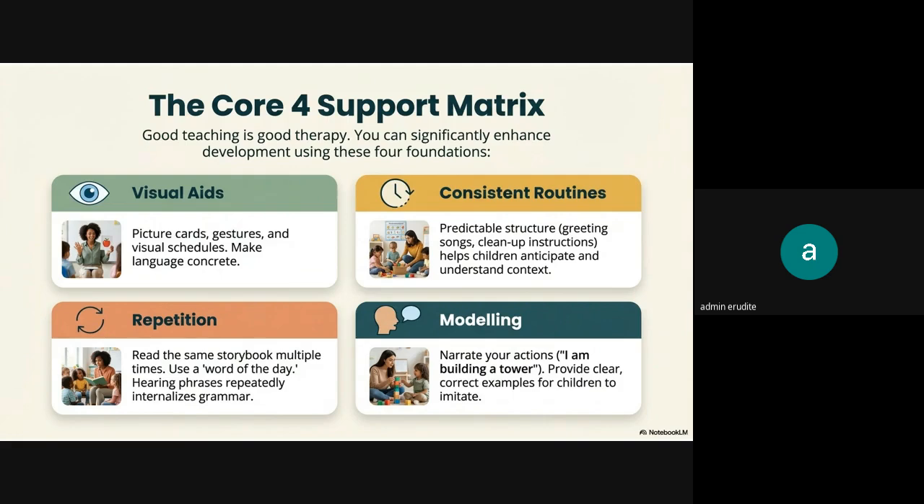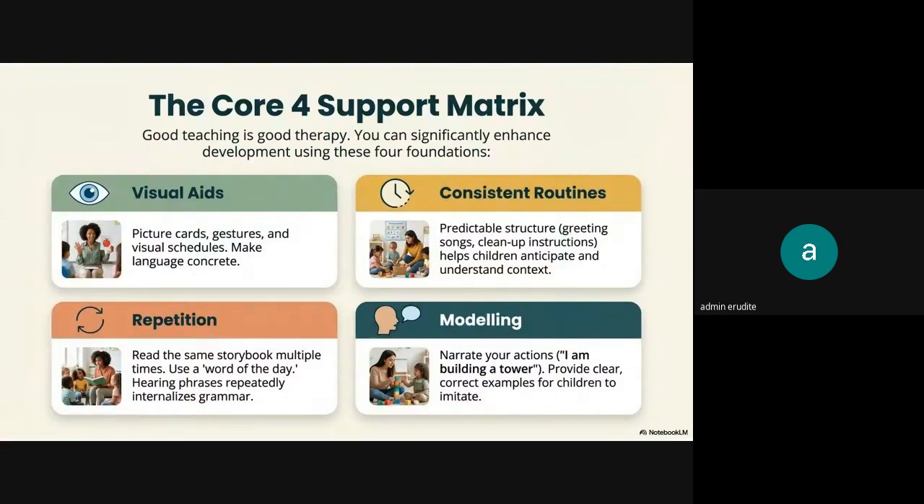Then we are looking at consistent routines. We need to have this structure in every class. We can't have a classroom that is chaotic. At the end, we will not be able to teach if it is chaotic. So we need to have greeting songs, cleanup songs, rhymes. We can even cover a cleanup story in this routine.